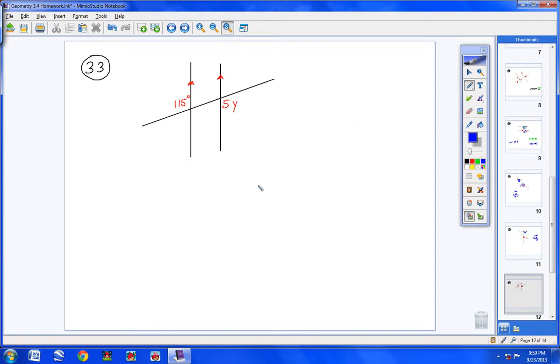Now let's take a look at number 33. Now we're getting into some algebra mixed in with geometry here. Now, let's see if we can find the value of y. Number 33 says find the value of y. And so that's what we're going to attempt to do here real quick.